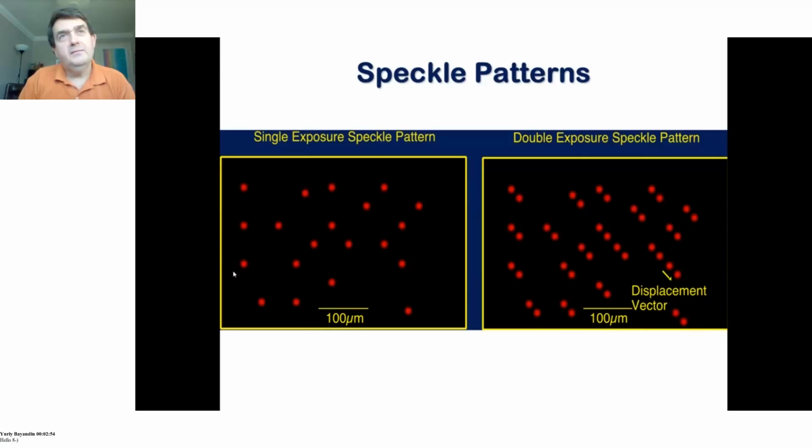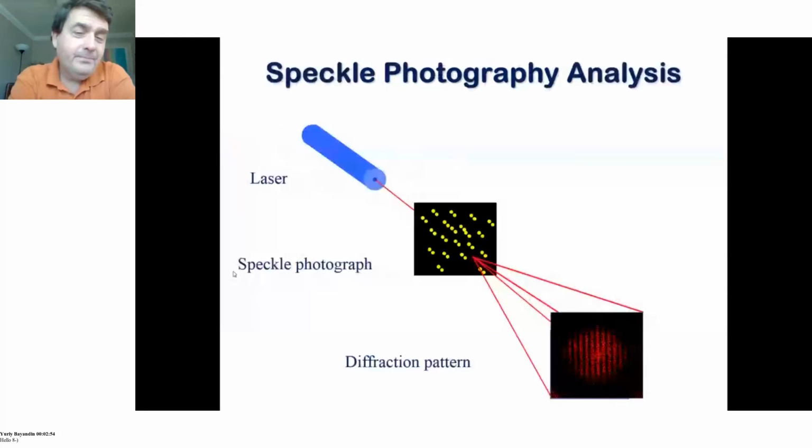Then, and what I think is very nice about this is it's almost like a university level practical experiment, we shine a laser through the speckle photograph, and because we have these two points there, it's acting very much like a diffraction pattern. And so you get a diffraction pattern coming out from that laser illumination of the film. And the spacing of the diffraction pattern gives you information upon the displacement, and the angle of the diffraction pattern gives you an idea of the direction of that displacement.